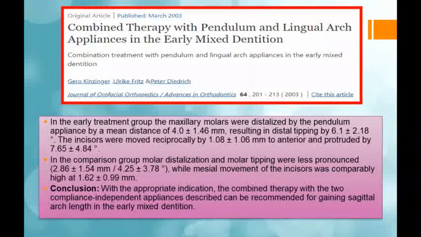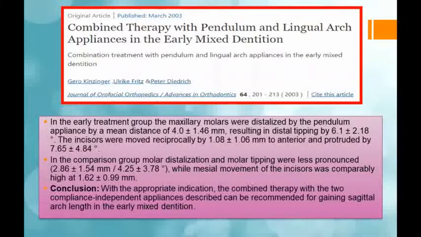Now, combined therapy with the pendulum and lingual arch appliances in the early mixed dentition by Gero K. et al. They found that in the early treatment group, the maxillary molars were distalized by the pendulum appliance by a mean distance of about 4.0 plus or minus 1.46 mm, which resulted in distal tipping, and the incisors were also moved reciprocally by about 1.08 to 1.06 mm anteriorly and protruded also.